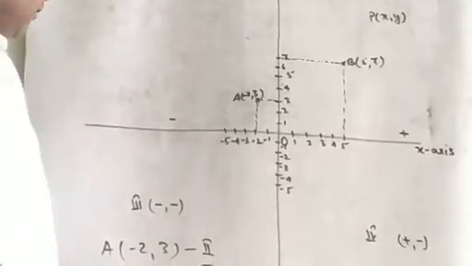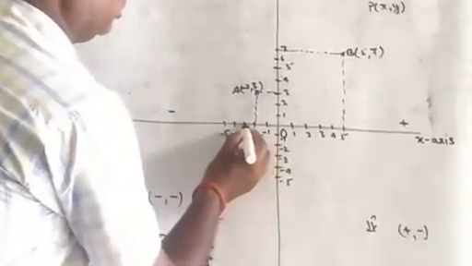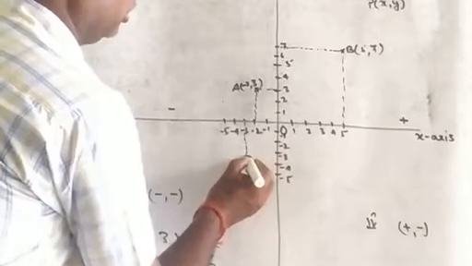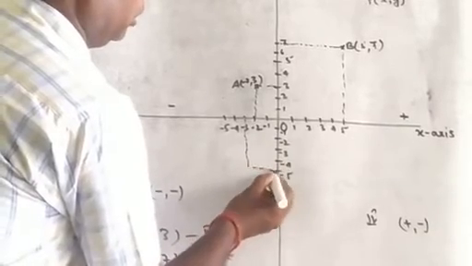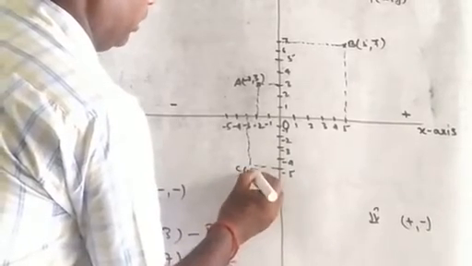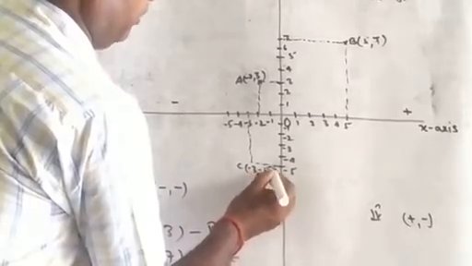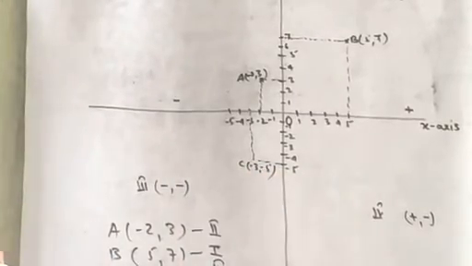Third, minus 3, minus 5. Minus 3 this one. You see here, and minus 5, join this one. C, minus 3 comma minus 5. In this way we can represent the points.